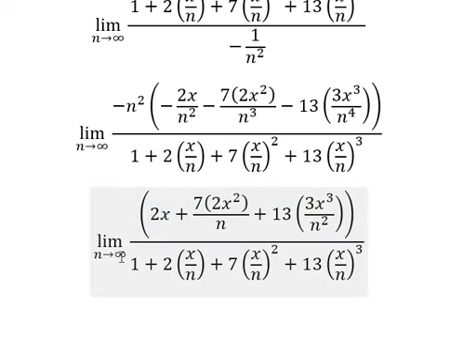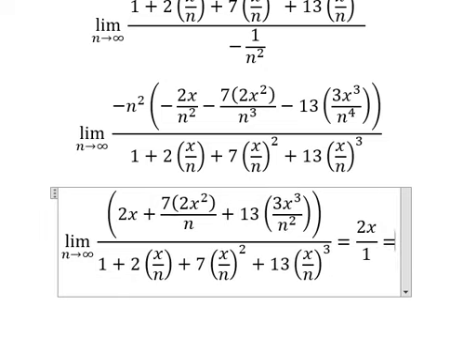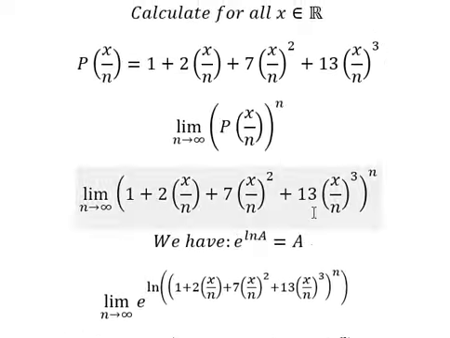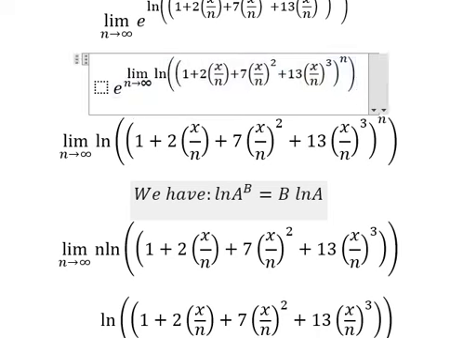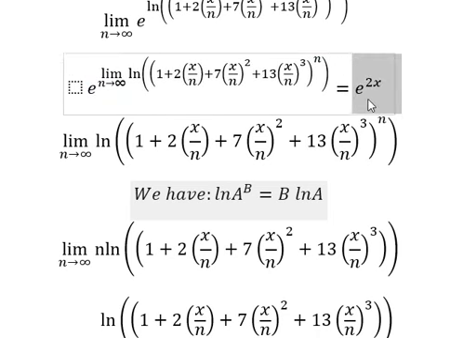So when n approaches positive infinity, this one will go to number 0 because this one goes to positive infinity. This one goes to positive infinity. So this one you get 0, 0, 0. So we have only 2x over number 1. And we get 2x. So we go back in here. And this one we got 2x. And that is the final answer.